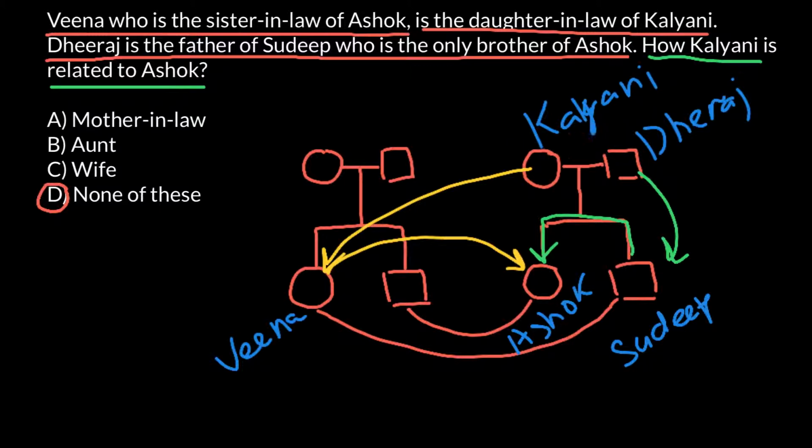Actually, we have seen that Kalani can be a mother, but we don't have such a variant here, or Kalani can be unrelated, completely unrelated to Ashok.